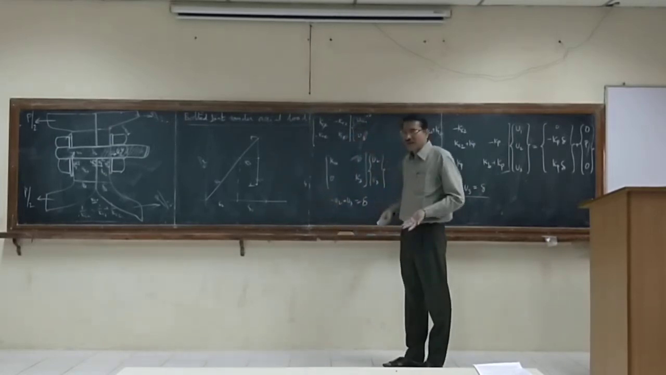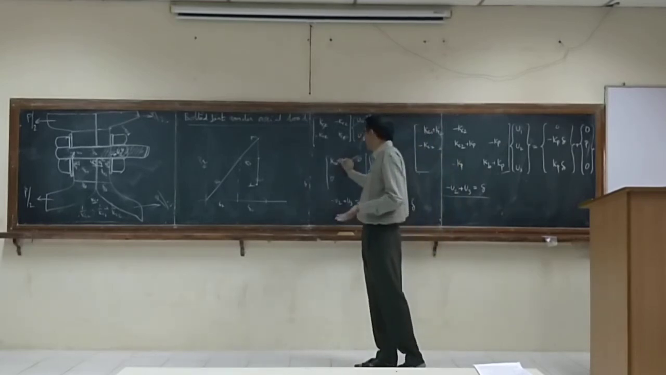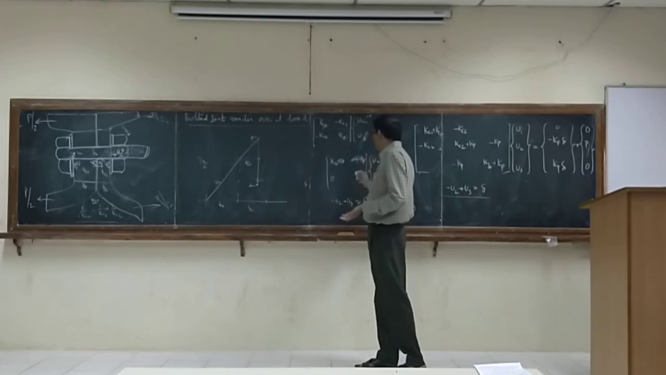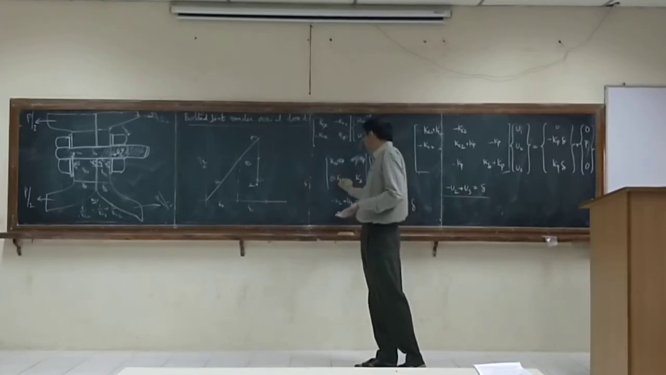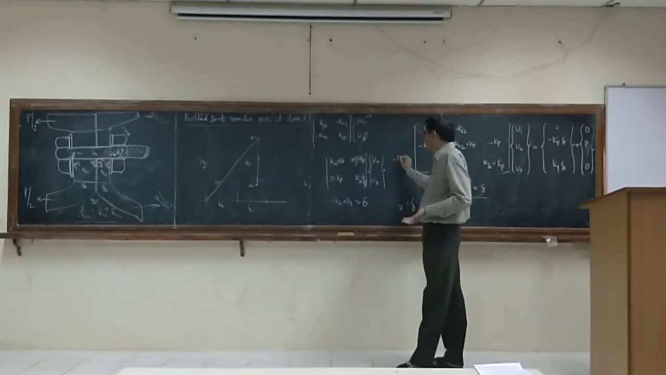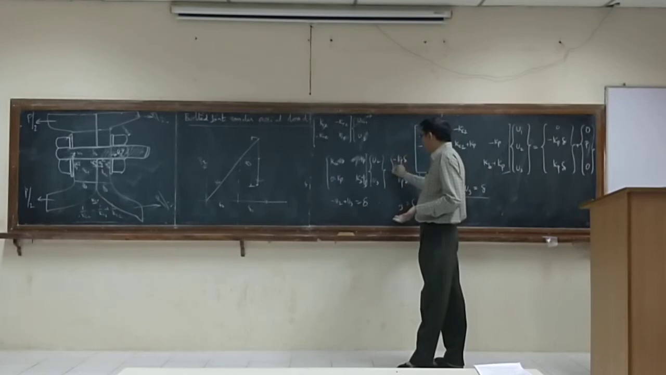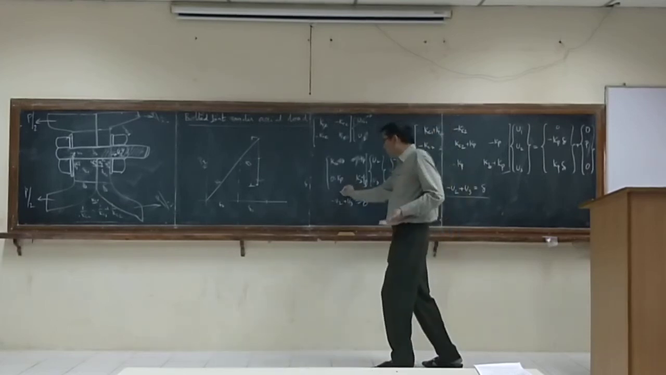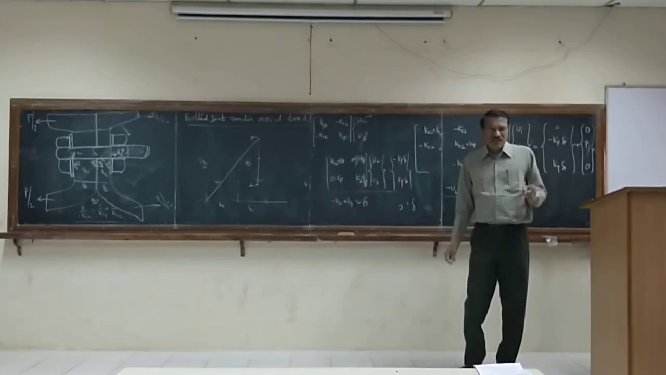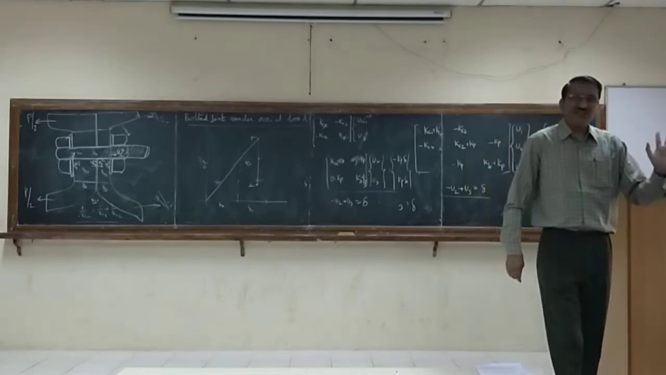Then if you introduce a penalty, what happens here? Plus Kp, this is minus Kp, plus Kp. Here this is minus Kp delta. Here this is plus Kp delta. And solve this. Try both ways and observe the difference, what it is.